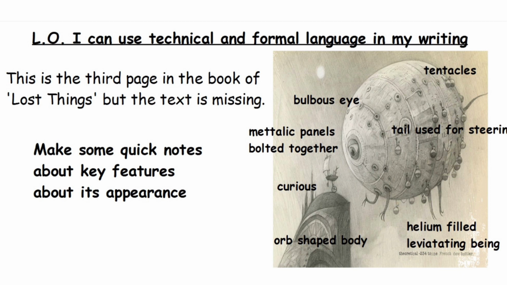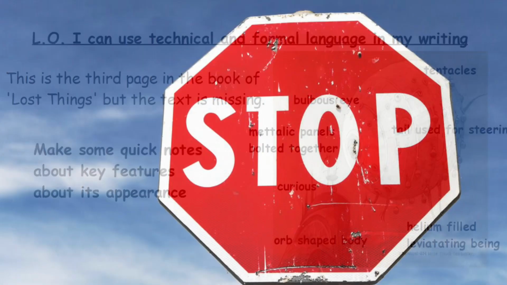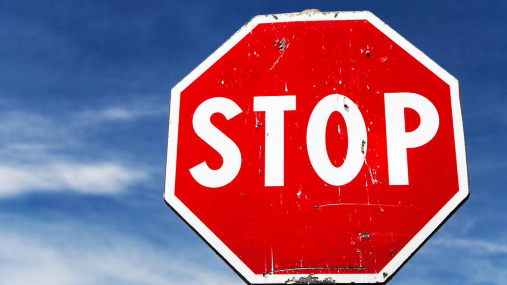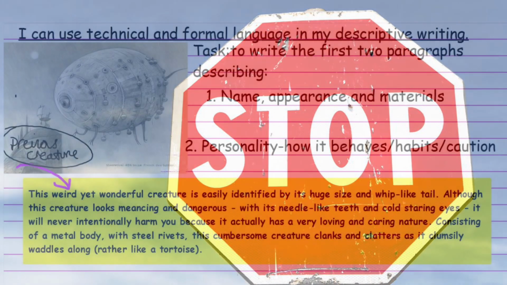Things like mentioning its bulbous eye, the metallic panels that are bolted together, the tentacles, and perhaps the tail is used for steering. But you're going to make yours completely unique to you. Whatever you'd like to describe this being as is your choice. You can also make up the name for it. You can stop the video again at this point to give yourself time to note down the things that you notice that you'd want to describe this creature.